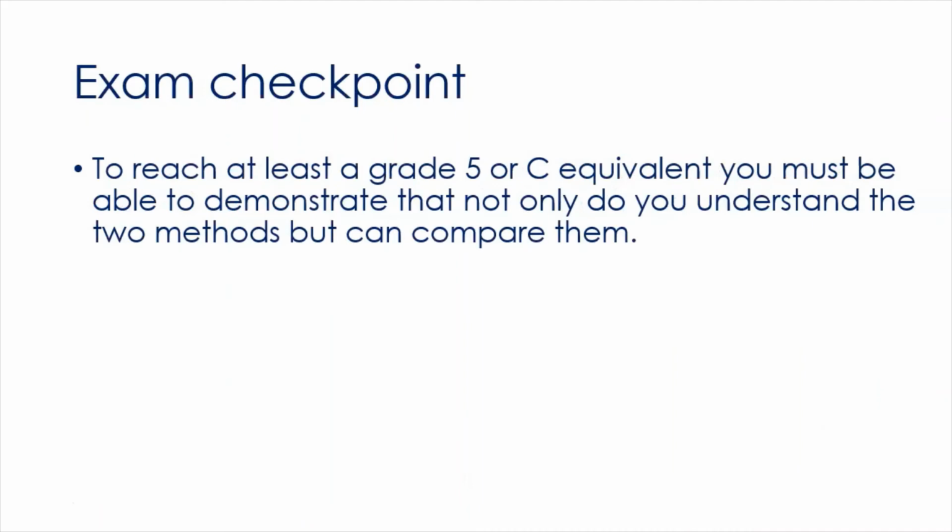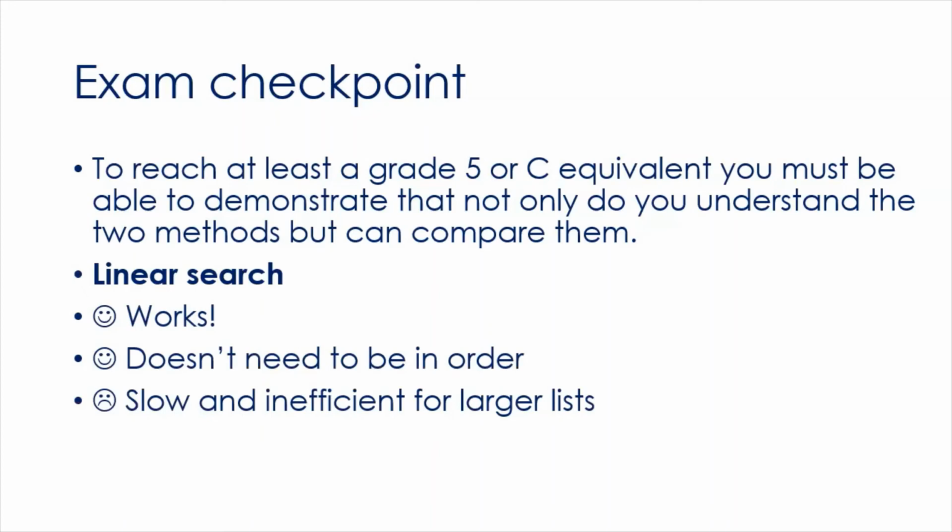Now, it's important to note that to reach at least a grade 5 or C equivalent, you must be able to demonstrate that not only do you understand the two methods, but you can compare them. And this is true of any example that you're taking. With my linear search, it works. It's going to find the item if it exists in the list, because it's looking through each item sequentially. The items don't need to be in order.